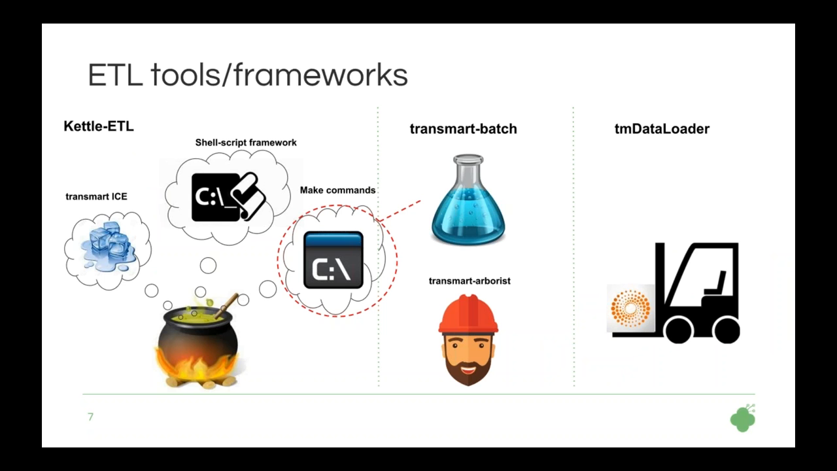So in short, already introducing the agenda, there are three different ETL tools that we're going to highlight: Kettle ETL on the left, tranSMART Batch in the middle, and then TM Data Loader. Kettle ETL was originally developed for tranSMART, and the three images on top of the Kettle ETL icon basically represent ways to launch the Kettle ETL scripts. So tranSMART ICE is a GUI layer built by Sanofi, which allows you to create the column mapping and word mapping with the graphical user interface, and also allows you to launch the Kettle ETL scripts.